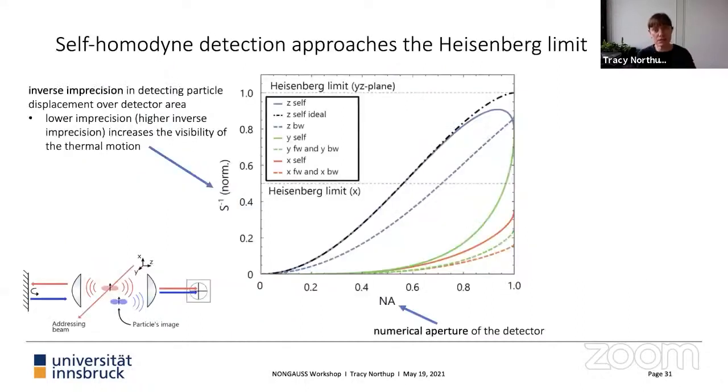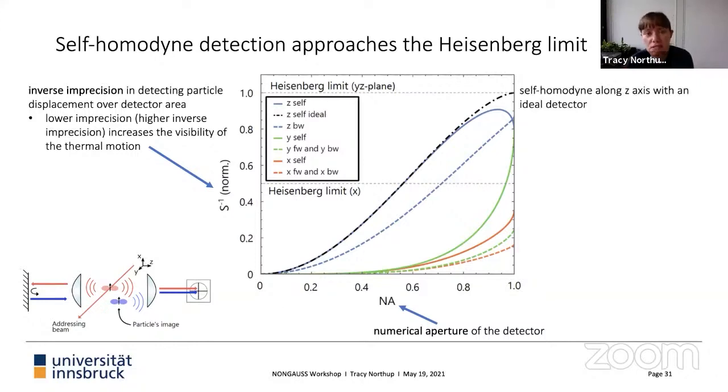Yeah, what I'm showing you here is a theory result from work led by Giovanni Torchiari, about understanding whether this self-homodyne method can offer an advantage. That is, how it compares to these forward and backward methods. What's being plotted here on the x-axis is the numerical aperture of the detector from 0 to 1. And on the y-axis is this inverse imprecision in detecting the particle displacement. So if the imprecision is lower, it means this inverse imprecision is higher. And that means that we increase the visibility of the thermal motion.